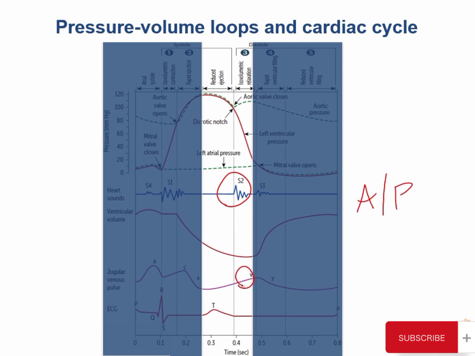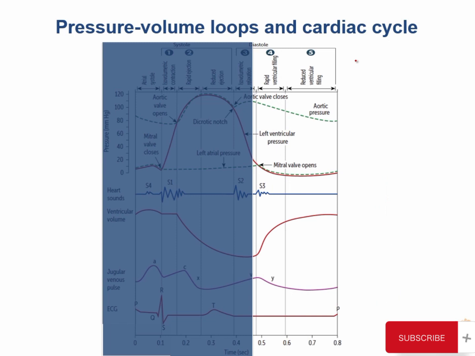The V wave in the JVP tracing corresponds to the filling of the right atrium against a closed tricuspid valve. So as we accumulate blood in the right atrium, the increase in blood leads to increase in pressure, right? This is also sent backwards in the superior vena cava and the jugular veins. The T wave in our ECG tells us that the ventricles are repolarizing. It seems like it occurs early because it does. The electrical changes are one step ahead of the contractile forces that are changing the volume and pressure tracings.